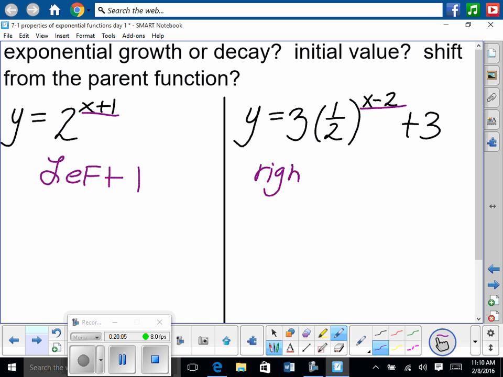Okay, what's the shift? Right 2 and up 3. Up 3. Down 3. No, you don't go opposite of anything added on the outside.